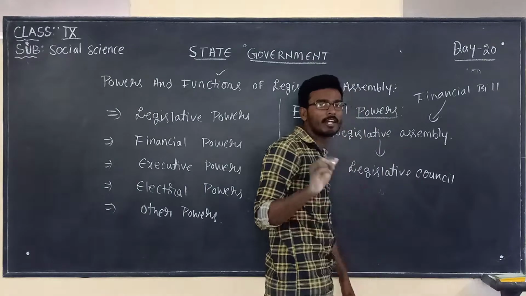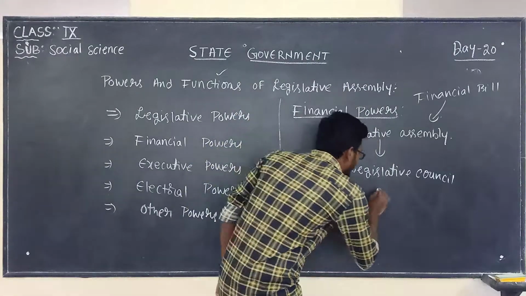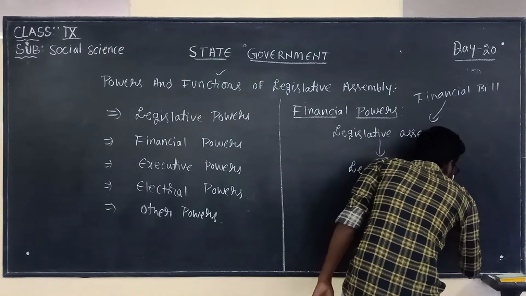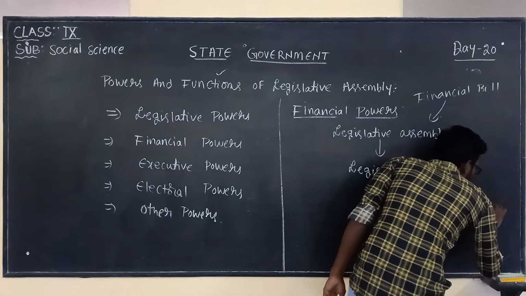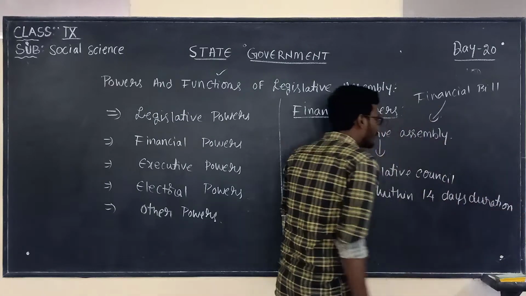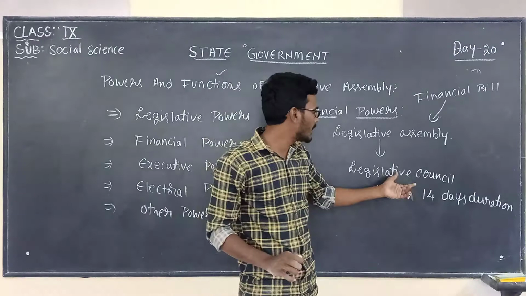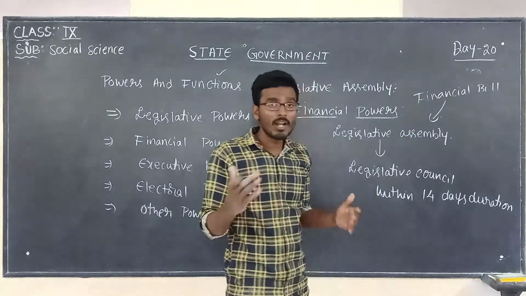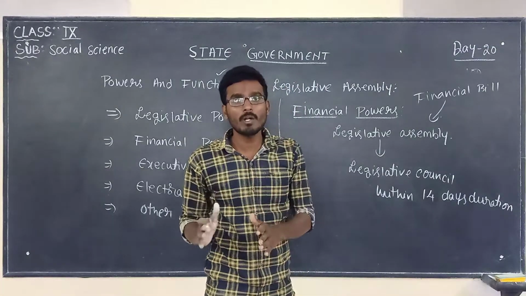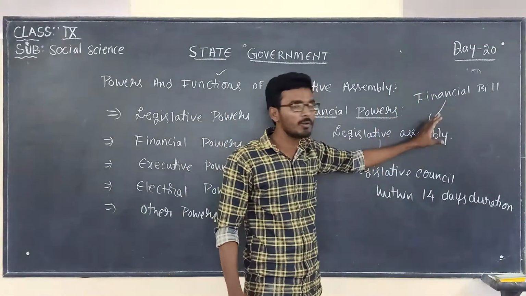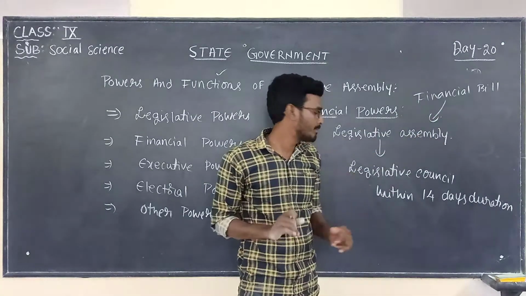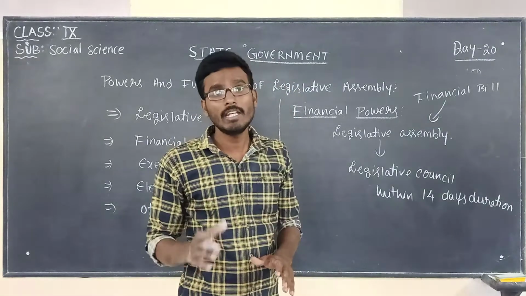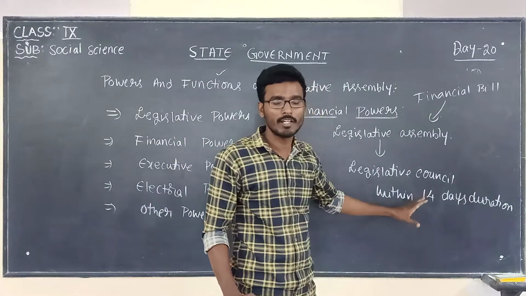This is a very, very important key point you must remember: within 14 days. Within a 14-day duration only, meaning the legislative council can hold a financial bill until 14 days. And moreover, the legislative council doesn't have any power to reject a financial bill sent by the legislative assembly. So now, in case the legislative council did not approve that bill even after 14 days, then what else?